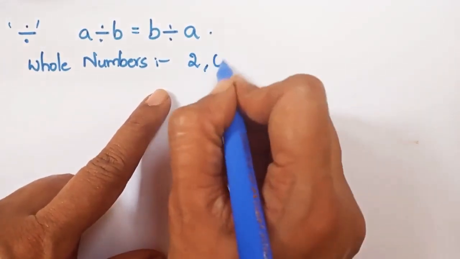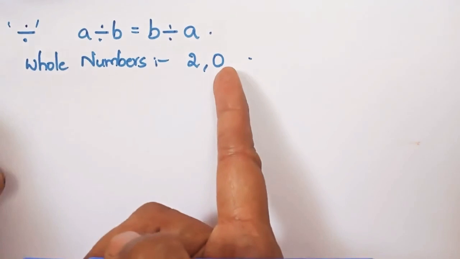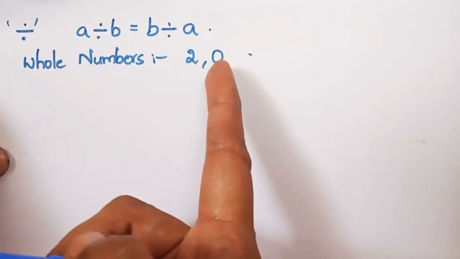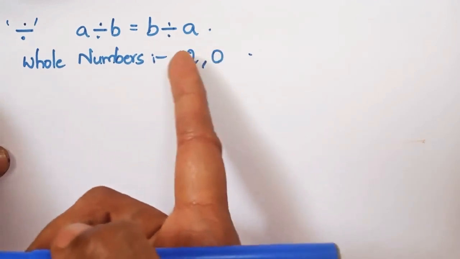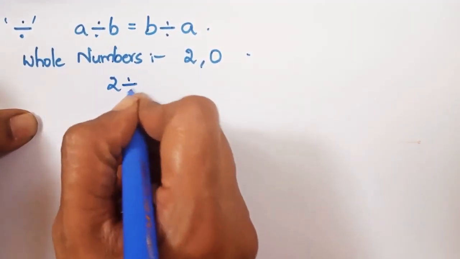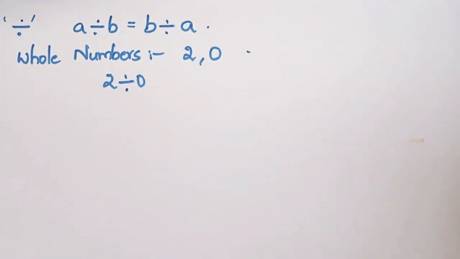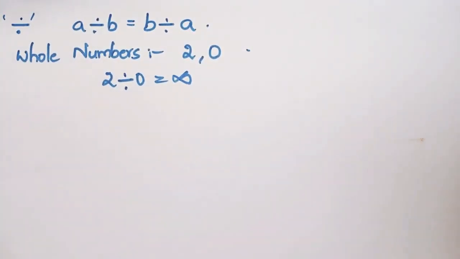Two and 0 I want to take. Okay. Firstly, my A and my B. 0 is a whole number, remember. So I have taken 2 and 0. Now see here, A divided by B. That means 2 divided by 0. Can I divide any number with 0? No, it's undefined. So here itself, it will be undefined for me.